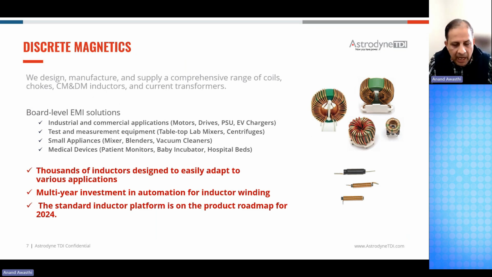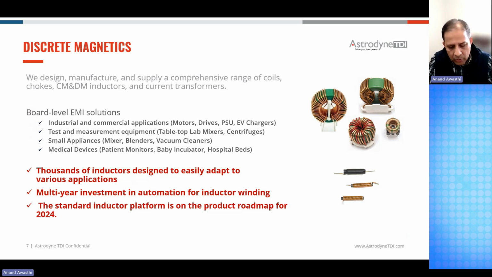And then we get into discrete magnetics. We do offer high frequency chokes. These are typically used for suppressing high frequency noise, either in line with the brushes of a motor, or sometimes on PC boards, control boards, for incoming high power frequency noise. So they do a pretty good job at suppressing those.